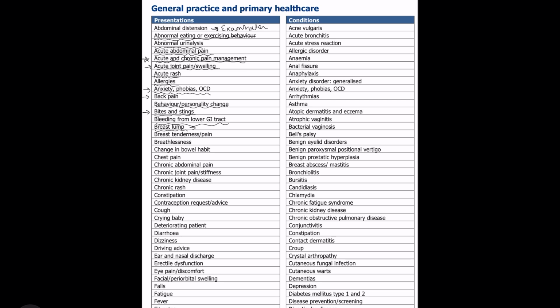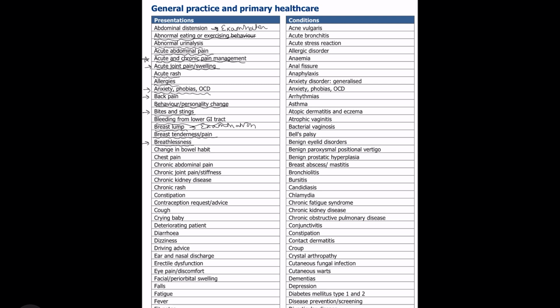Bleeding from the lower GI, we have discussed it in the previous topic. Breast lump, now this is an examination station. A patient can present to you with a breast lump, and she is worried because one of her relatives has been diagnosed with breast cancer. So this comes in the form of an examination station. Breast tenderness and pain, same. This came in my exam: the mastalgia, where the pain is localized to the breast, and there is no particular swelling in the breast and no discharge from the nipples.